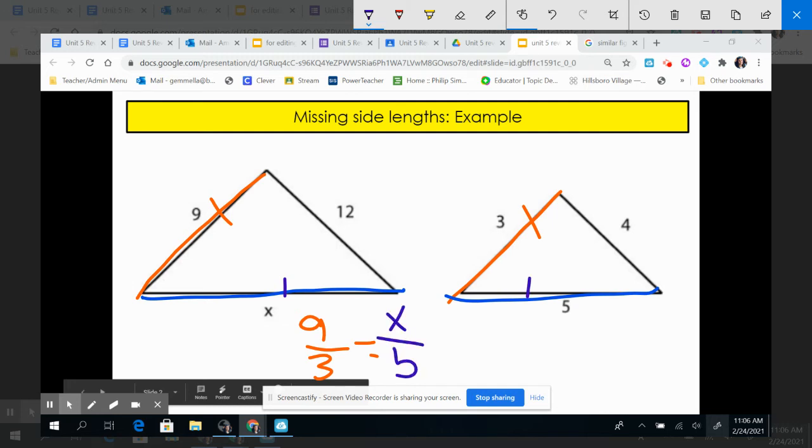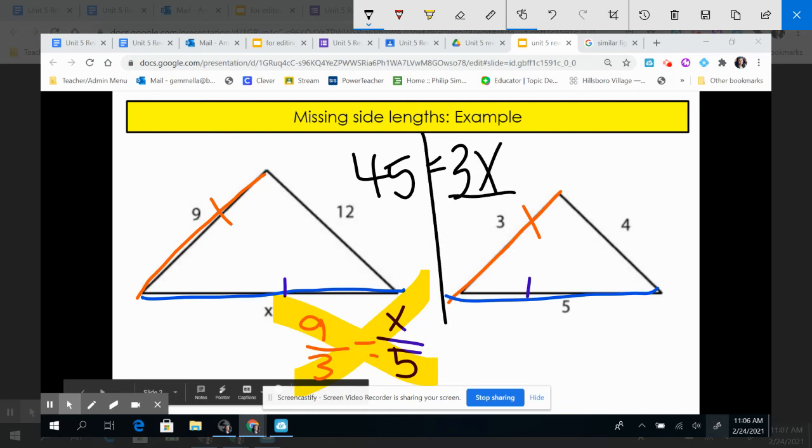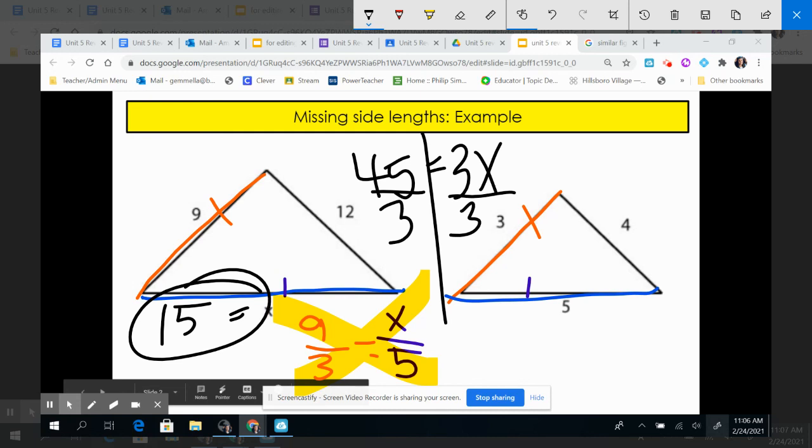X over 5. Okay, once you have that, all you need to do is cross multiply. When we do that, we would get 9 times 5, which is 45, equals 3 times X, so that's 3X. Now we just solve, divide by 3, and we get X equals 15. So that side length is 15.